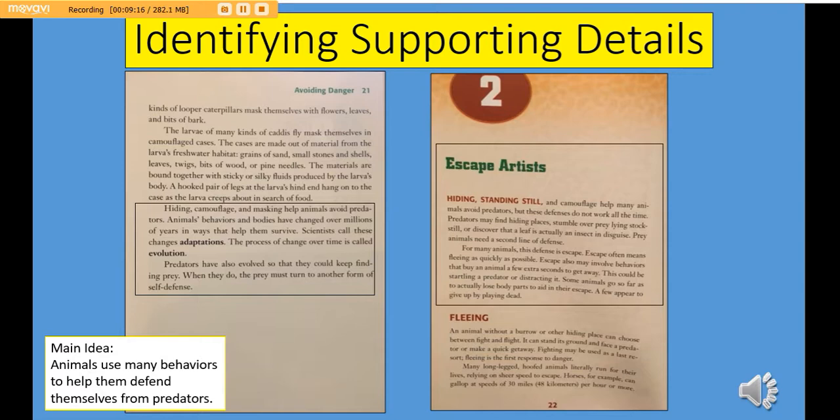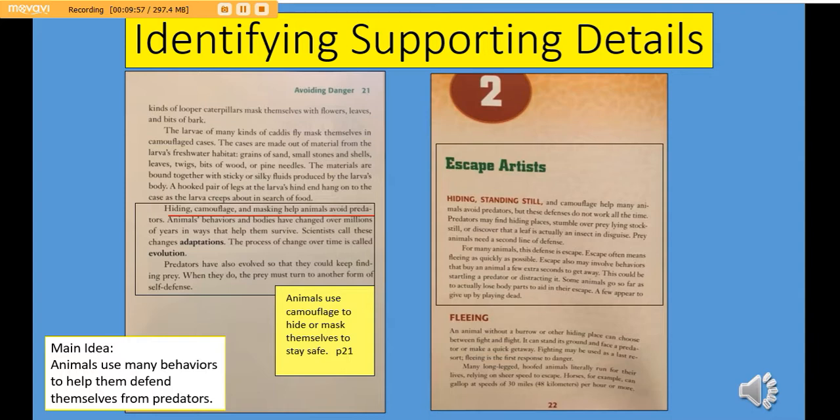After rereading the information on page 21, I see that hiding, camouflage, and masking help animals avoid predators. That directly supports my main idea of behaviors that help an animal defend themselves. So I'm going to underline that now. To paraphrase this statement that I've underlined, I'm going to rearrange the order of the words a little bit and put it in my own words. I'm going to say animals use camouflage to hide or mask themselves to stay safe. I'm going to add that to my post-it and put my post-it in my book.